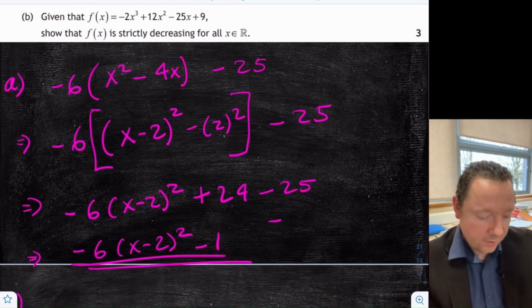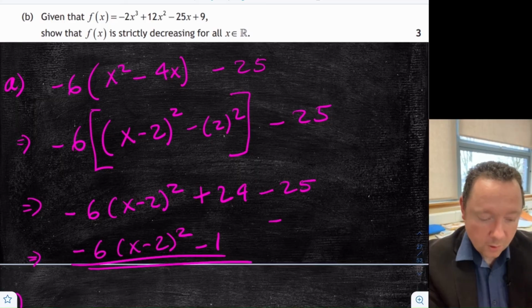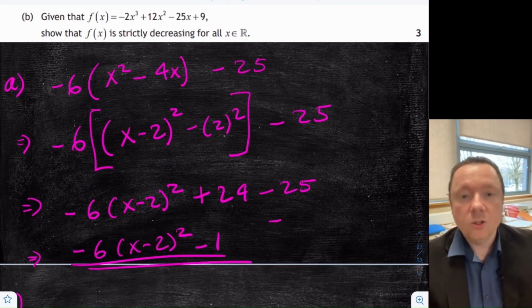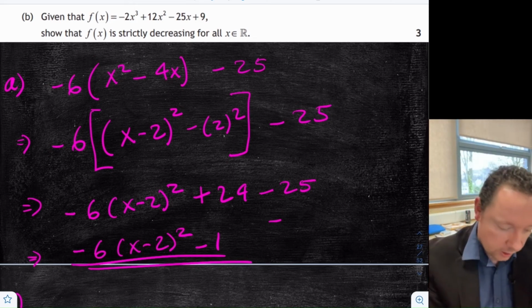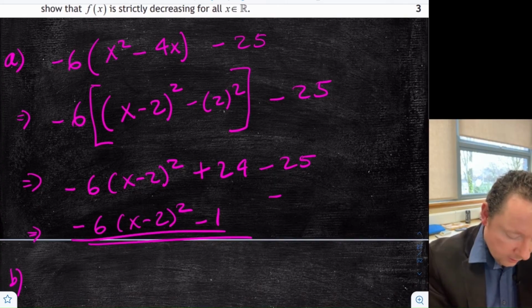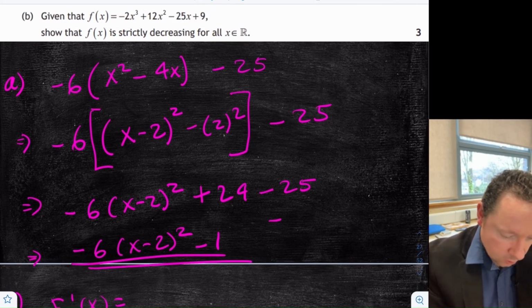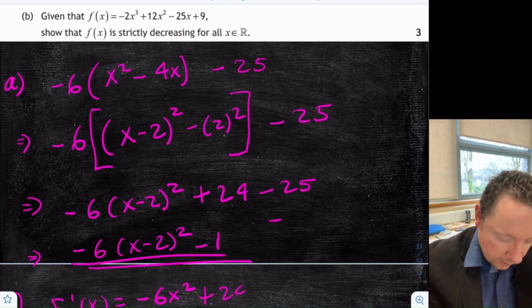Part B says, given that f of x is minus 2x cubed plus 12x squared minus 25x plus 9, show that it's strictly decreasing. So to show that something's increasing or decreasing, we need to evaluate the gradient of the tangent, and always differentiate. So let's look at f dash x. f dash x equals 3 times 2 is 6, so minus 6x squared. 12 times 2 is 24, so plus 24x, and minus 25.